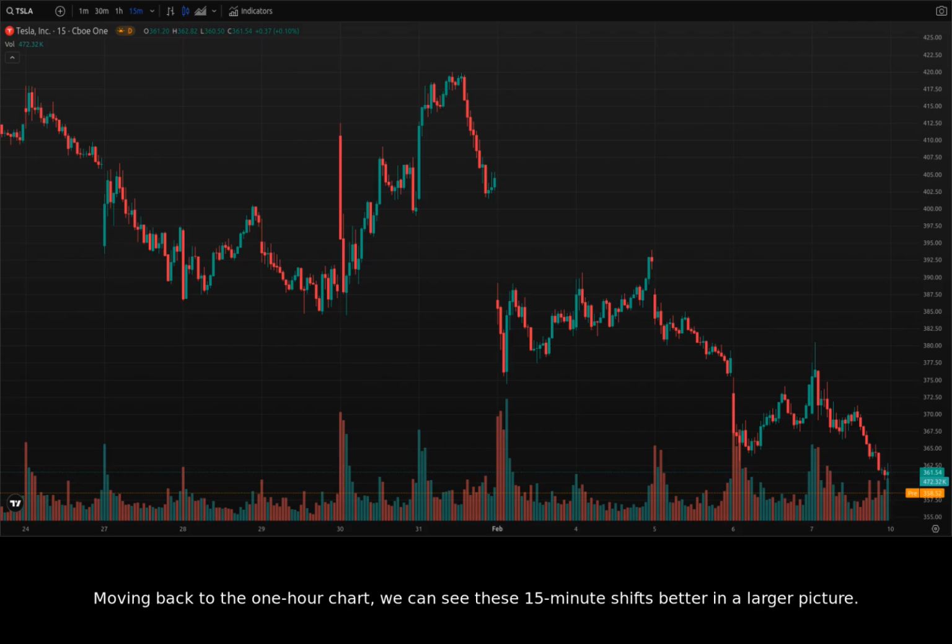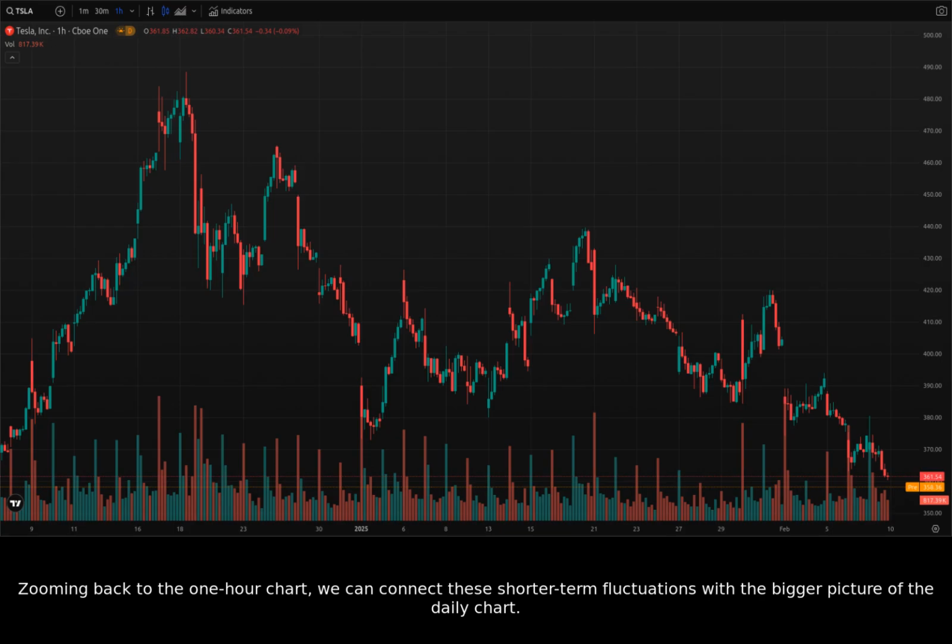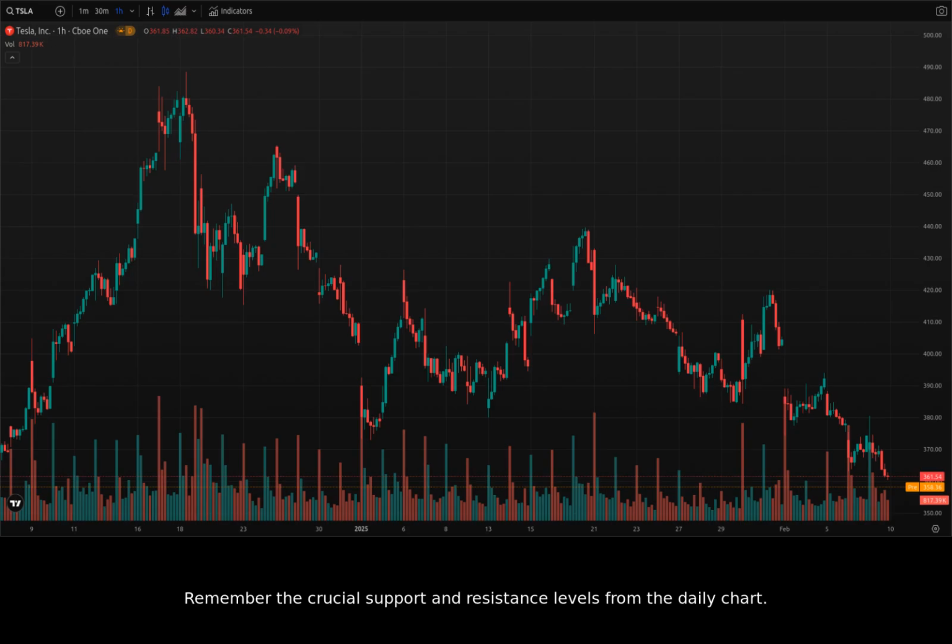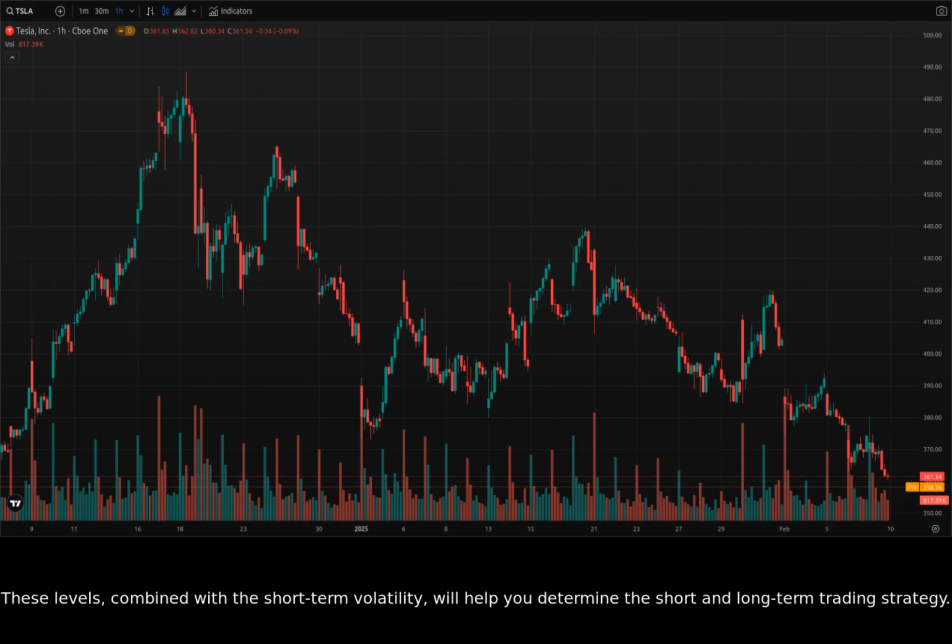Moving back to the one-hour chart, we can see these 15-minute shifts better in a larger picture. Zooming back to the one-hour chart, we can connect these shorter-term fluctuations with the bigger picture of the daily chart. Remember the crucial support and resistance levels from the daily chart. These levels, combined with the short-term volatility, will help you determine the short and long-term trading strategy.